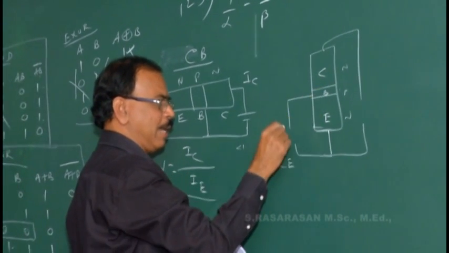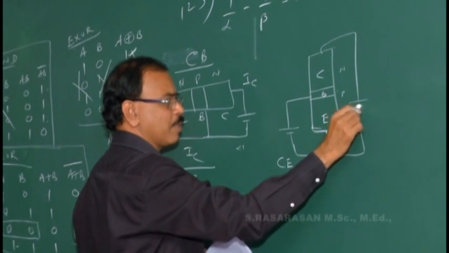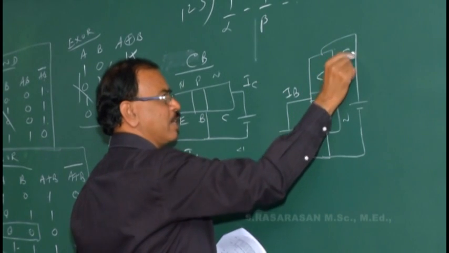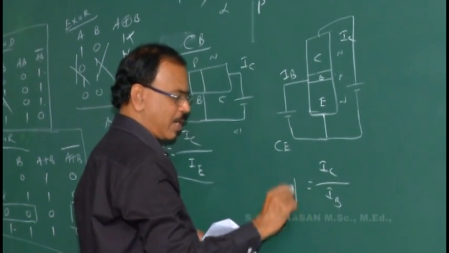And it is P type, forward bias. And it is N type, reverse bias, positive, negative. So here input is IB, output is IC. So output IC by input IB is called beta.